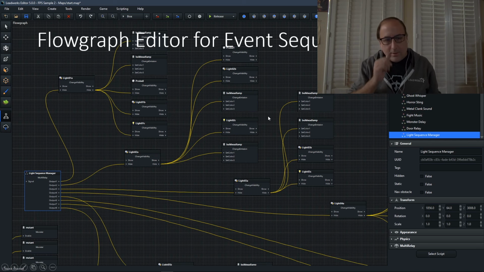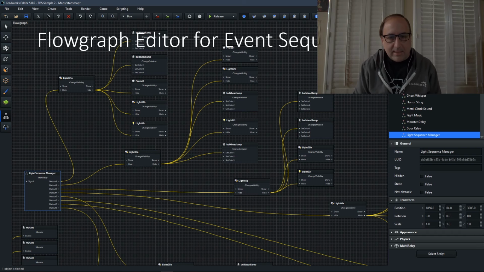The flow graph editor is another one of those things where I don't understand how anybody can live without this, because I use this all the time in our first person shooter sample. All of the little scripted events that happen in the level are all set up in this system without any programming, and it's just inputs and outputs.